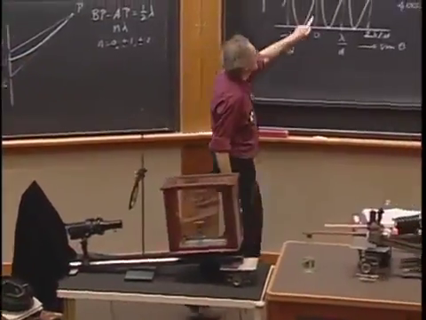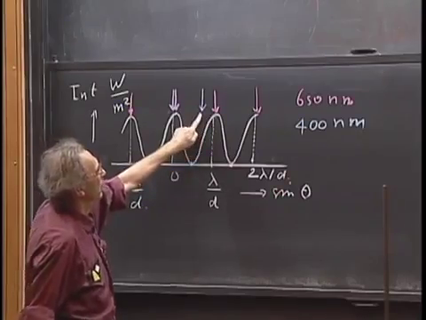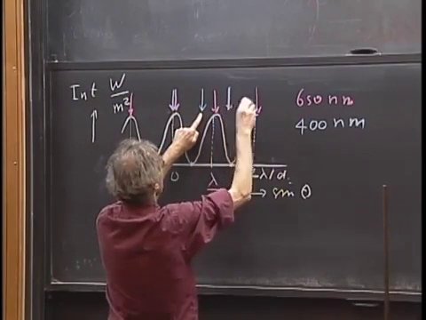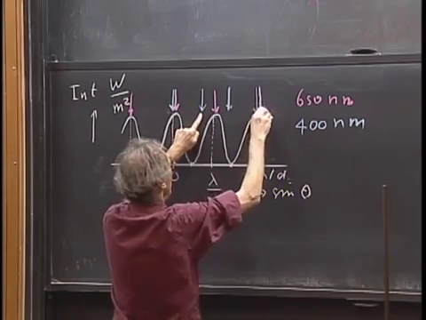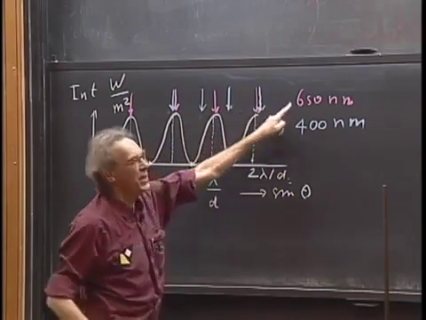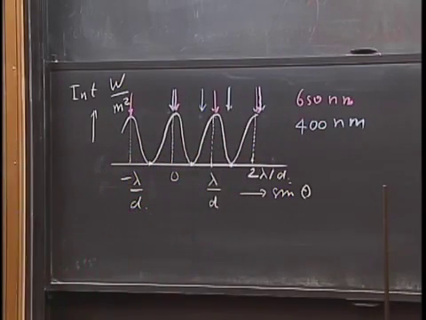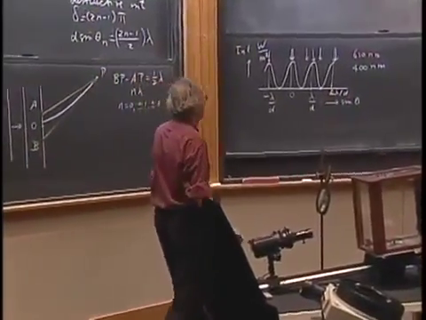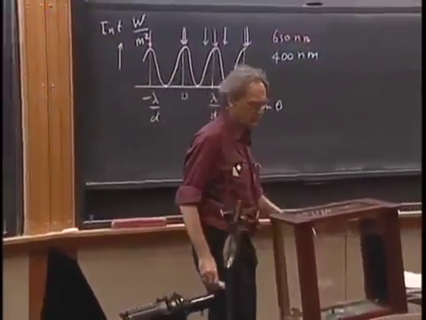But you would get the first maximum, the blue here. You would get the second maximum here. And you would get the third maximum almost exactly at the location where you get the second maximum for red. The reason being that 2 times 650 is very close to 3 times 400. That's the reason. So each lives a life of its own.